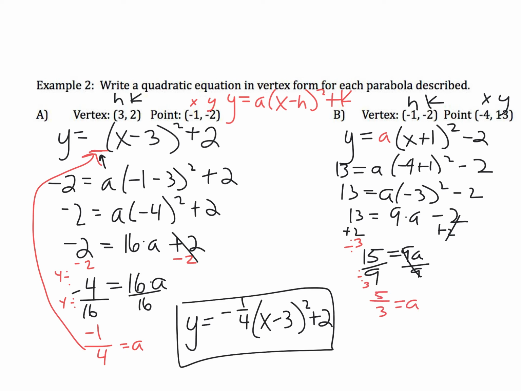So lastly, we are going to write it in vertex form. So I have y equals, my a value comes first, 5/3, times x with my vertex, the x value is going to be inside. The y value of the vertex will be on the outside. So I'll have +1 squared minus 2. And there is our vertex form.